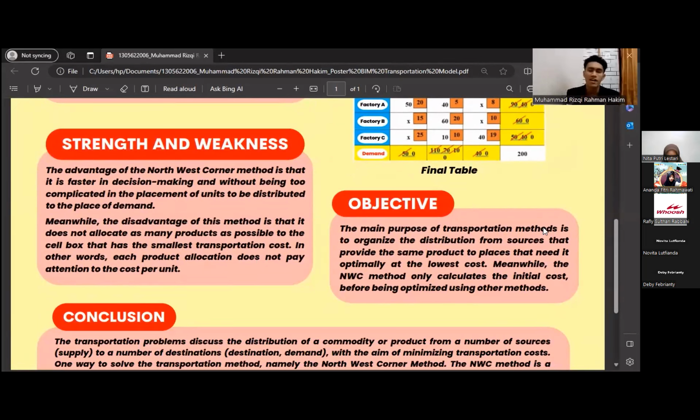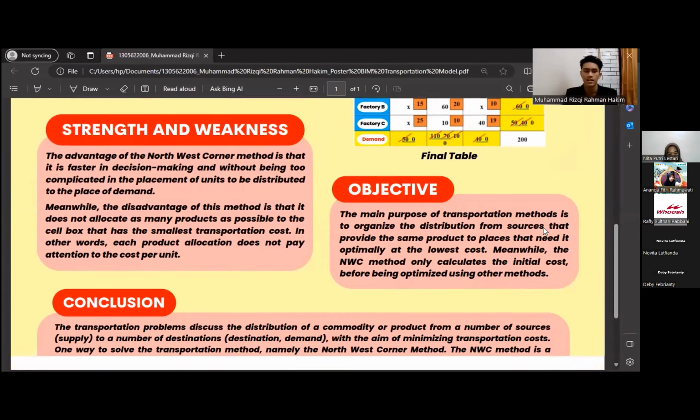And now that we've covered everything about the NWC method, we should also know what the purpose of this method is. The main purpose of the transportation method is to organize the distributions from sources that provide the same product to places that need it optimally at the lowest cost. Meanwhile, the NWC method only calculates the initial cost before being optimized using other methods.